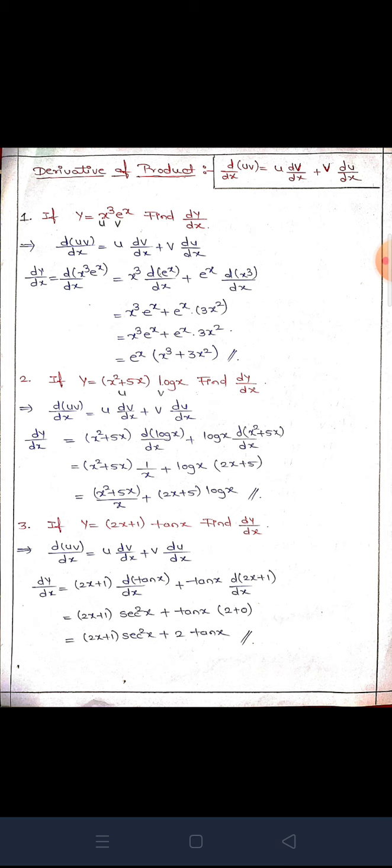Okay, this completes your sum rule and product rule. So in the next session we will discuss quotient rule, chain rule, parametric function, implicit function and second order derivatives, that is successive differentiation.